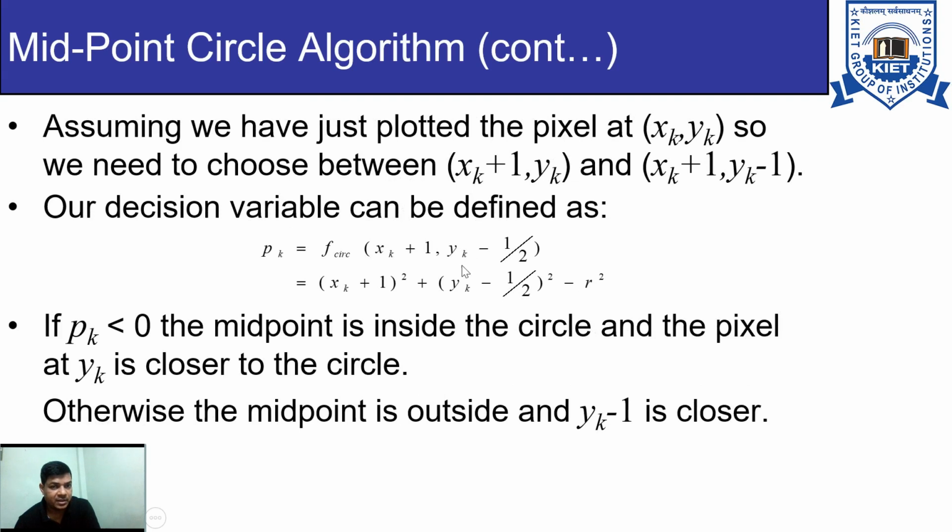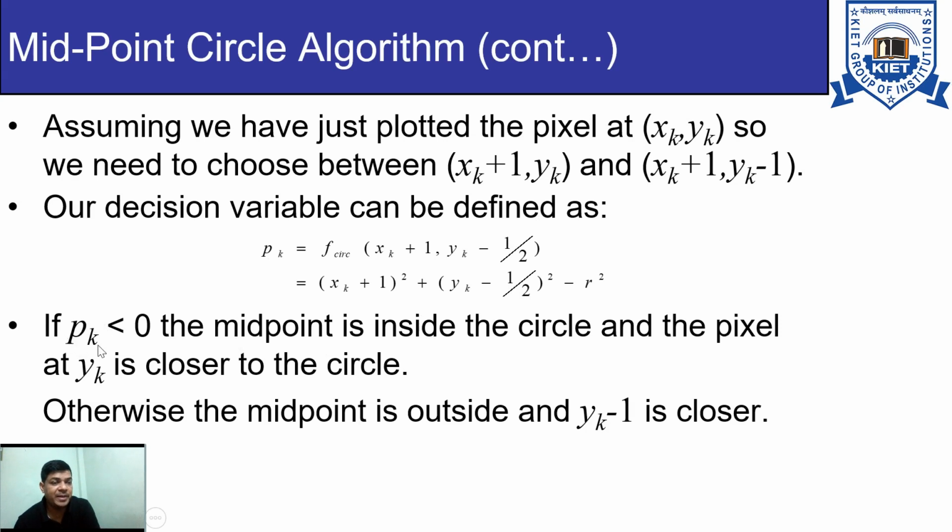So you can see here we are choosing the midpoint, and we know that the coordinates of the midpoint are xk plus 1 comma yk minus 1 by 2, and we are substituting the value of x as xk plus 1 and y as yk minus half in the function. And what is the function? The function is x square plus y square minus r square, and in that case we will get the pixel parameter at kth position, which we are representing as pk.